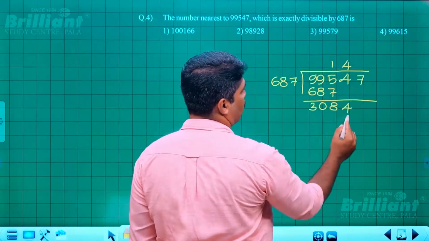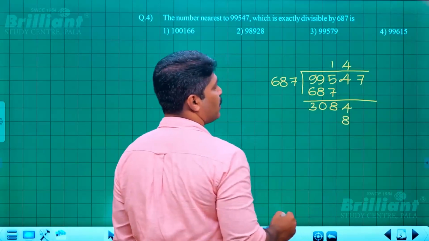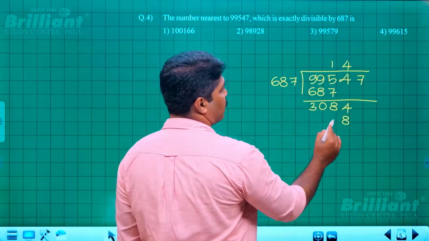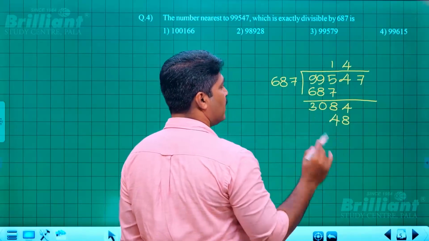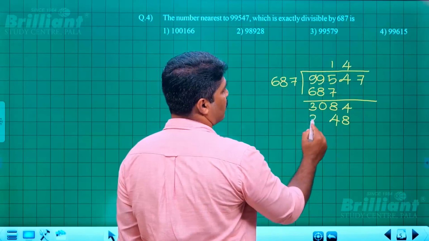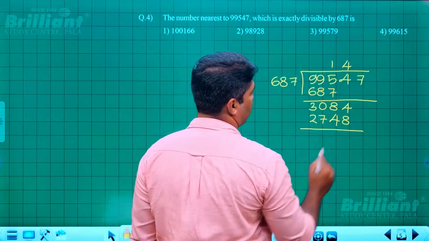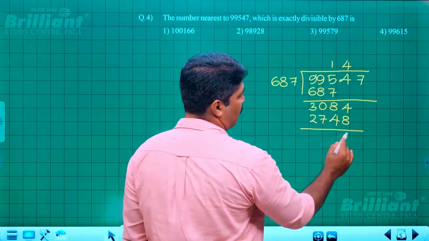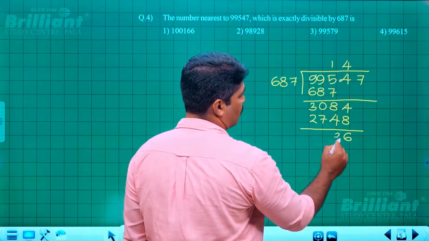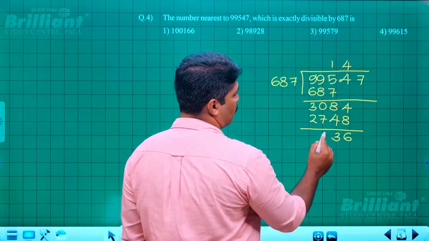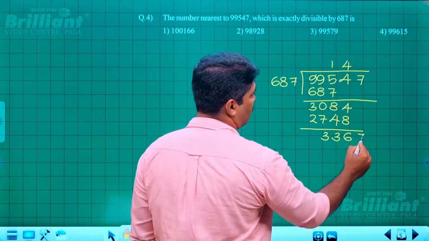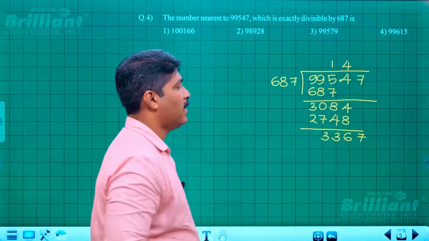So this is 4 into 7, 28. 2 is there. 32 plus 2, 34. 3 is there. 24 plus 3, 27. So then the difference we just consider 6. So this is 3. So this is also 3. So therefore 3, 3, 6, 7.